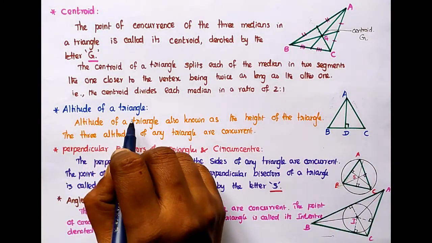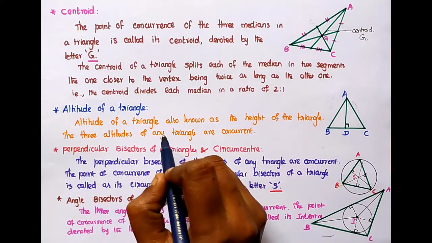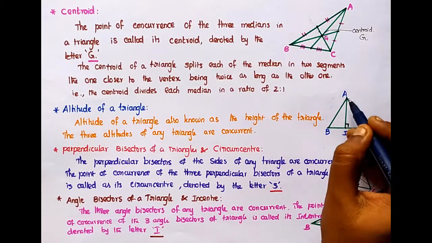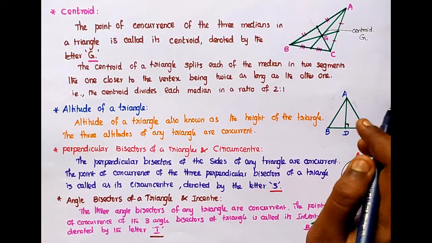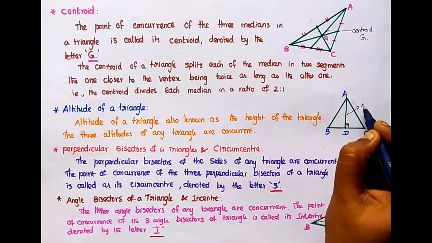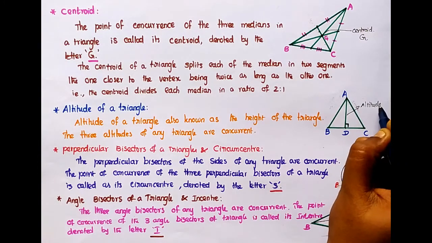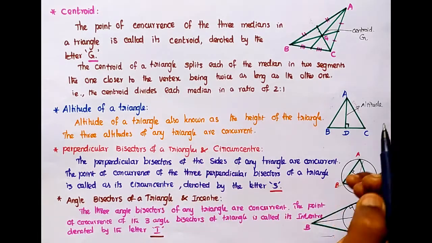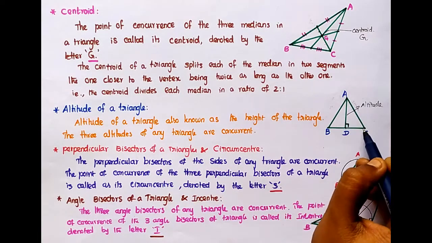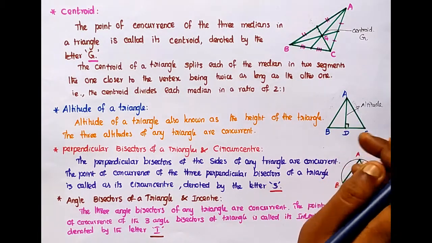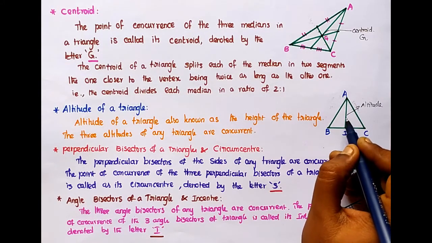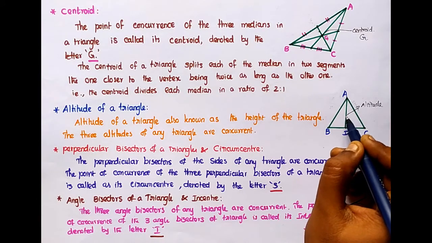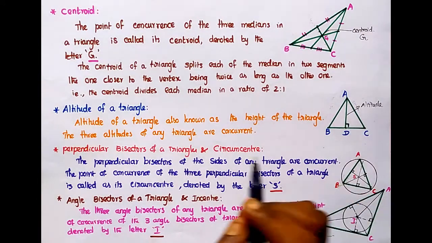Altitude of the triangle. The altitude of a triangle is also known as the height of the triangle. So the height is AD. That is the altitude. The three altitudes of any triangle are concurrent. Concurrent means they pass through a common point, one point.